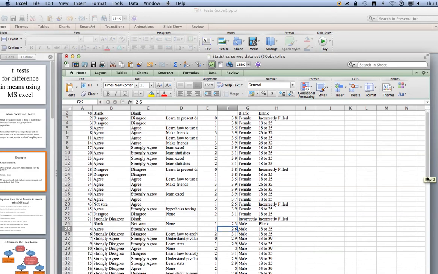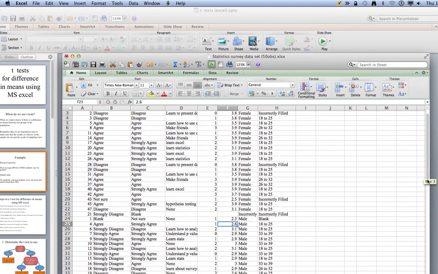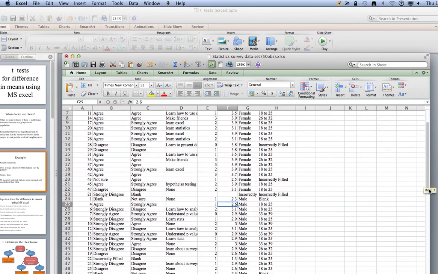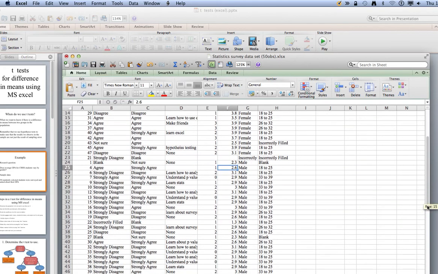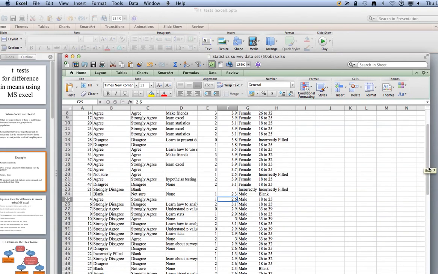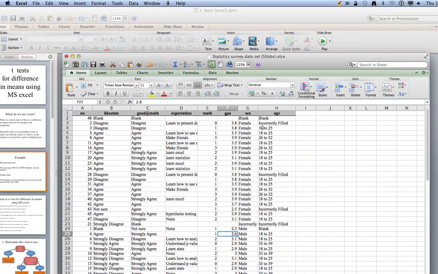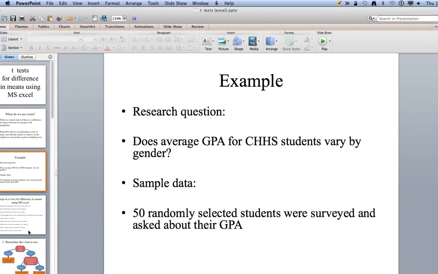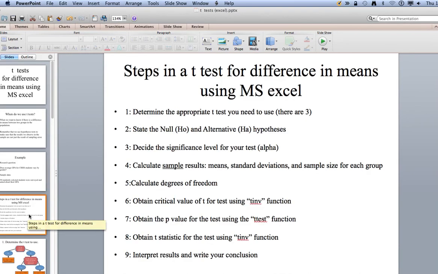Okay, so just by taking a look at it, it seems that female students would tend to have higher GPAs. There are a lot more male students in this sample than there are female students. But anyway, we'll find out what the results are in the sample and whether those are also taking place in the population. So, these are the steps that we will follow.